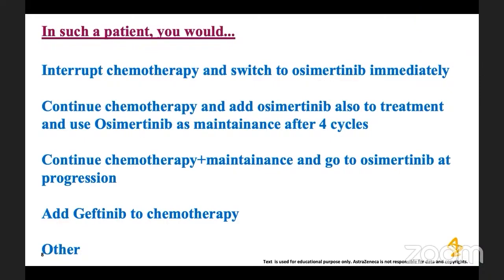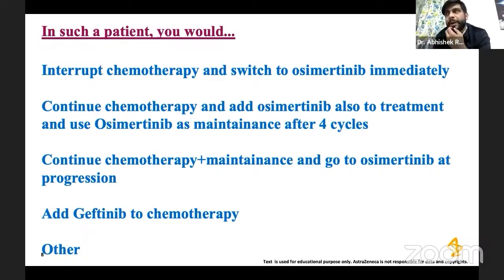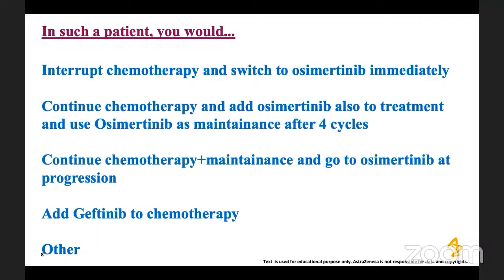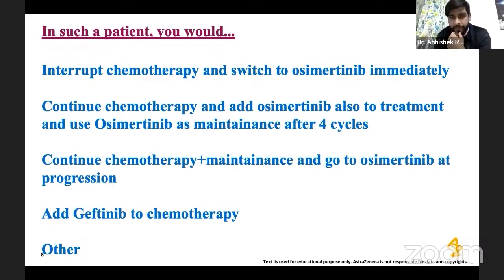Same as Dr. Mukesh has quoted, I would continue both pemetrexed and carboplatin for 4 cycles with osimertinib, and later only pemetrexed and osimertinib after 4 cycles. So you'll give pemetrexed and osimertinib both after the... No, not as a maintenance, only for the first 4 cycles. Later only osimertinib to continue.